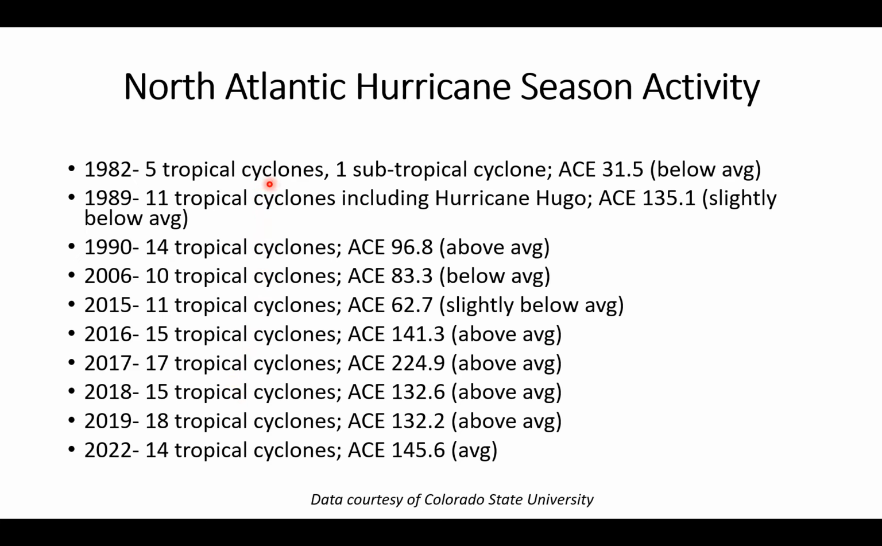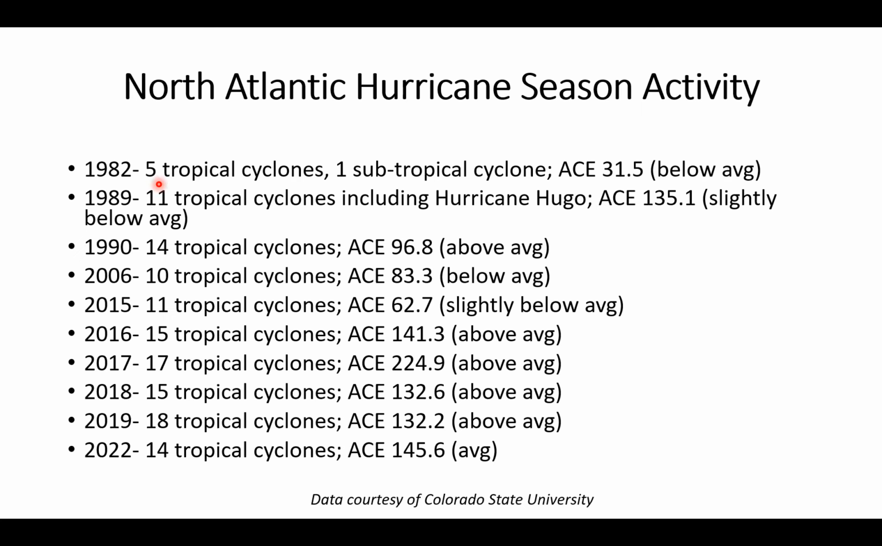And then just categorizing the number of tropical cyclones as below average, above average, or average. Right, so you can see in 1982, we had 5 tropical cyclones. We had 1 subtropical cyclone. So that's not much low pressure going on in the western North Atlantic that hurricane season. ACE, by the way, is accumulated cyclone energy. It's a measure of storm intensity and duration across the tropical waters during the hurricane season, okay? But I'm strictly just showing you the ACE values for information purposes.